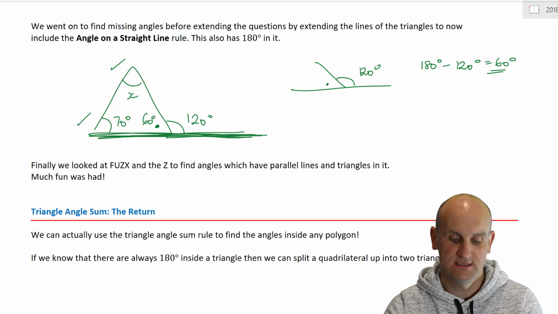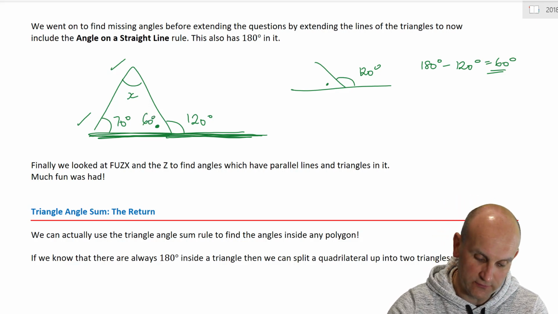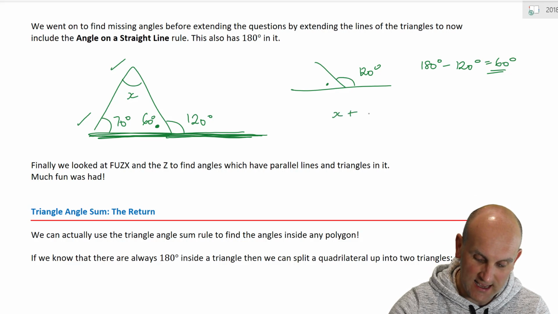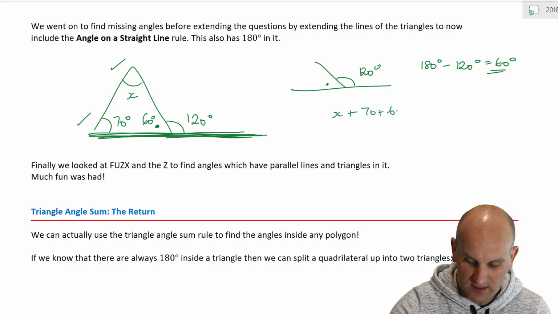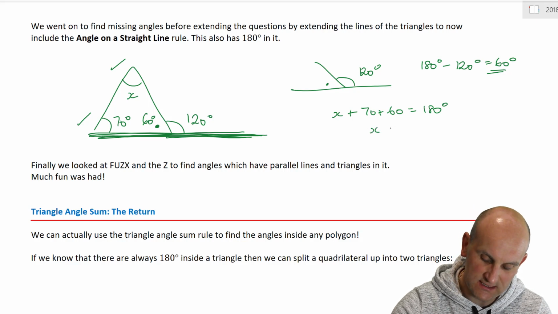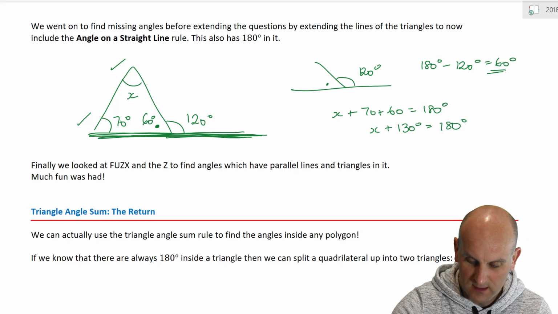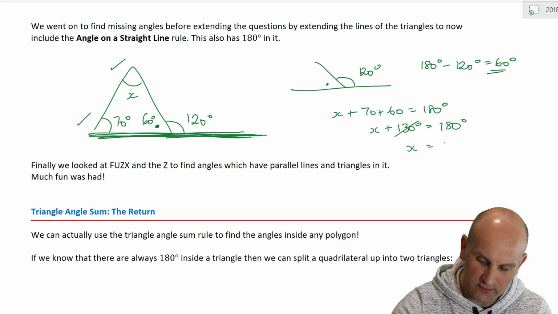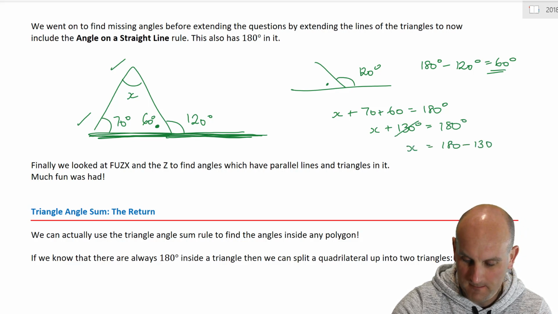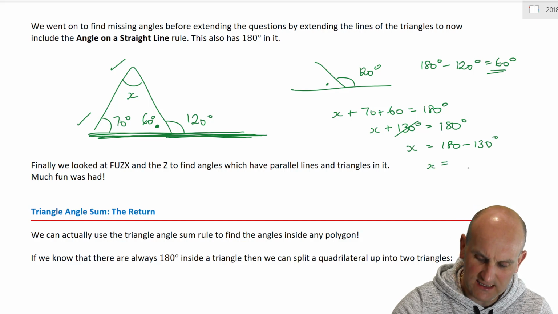And now I go away and do a second calculation, and I say, well, okay, now angles in a triangle add up to 180, so there's x plus 70 plus 60 is 180. 70 plus 60 is 130 degrees. Take away 130 from both sides. Gives me that x is 50 degrees.